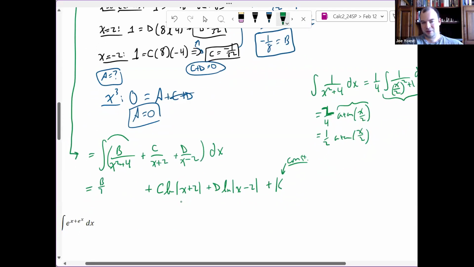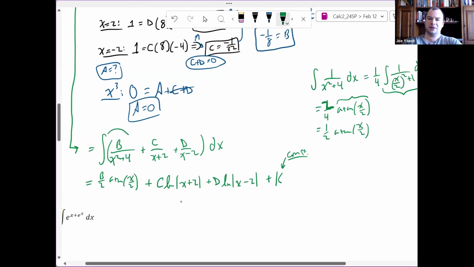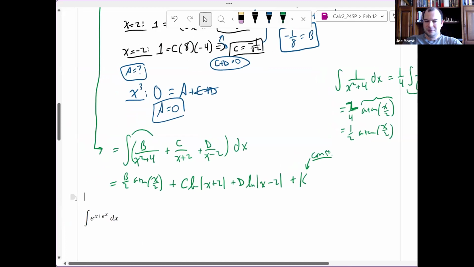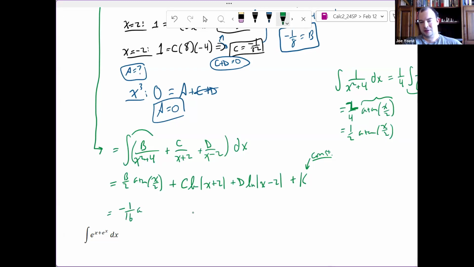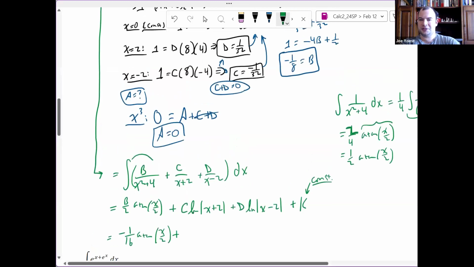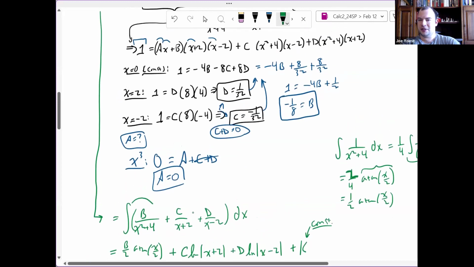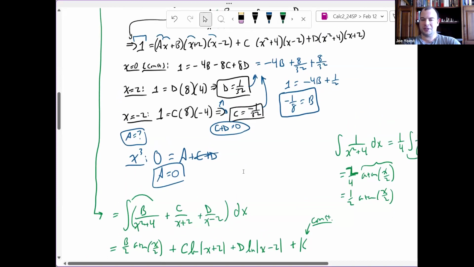So this is b over 2 arctan x over 2. And then last thing that I'll do, just plug in my b, c, and d. So negative 1/8 over 2, negative 1/16 of x over 2. Negative 1/16 arctan of x over 2. And then plus c, which was, where was c? Negative 1/32.